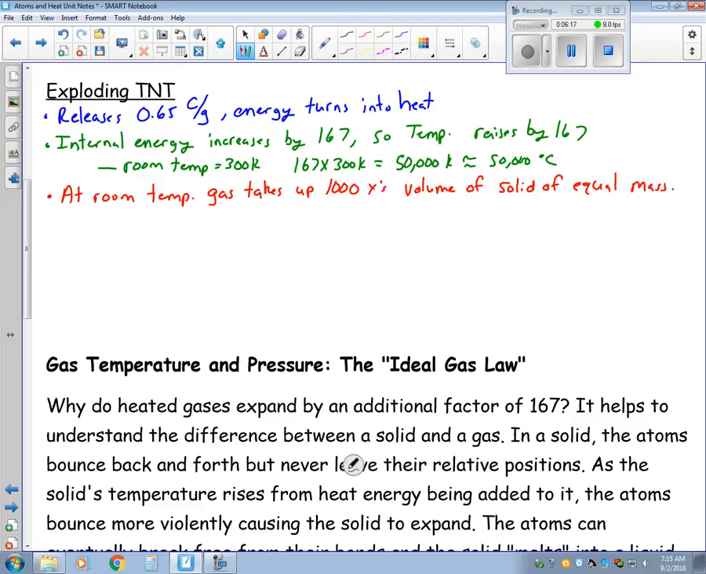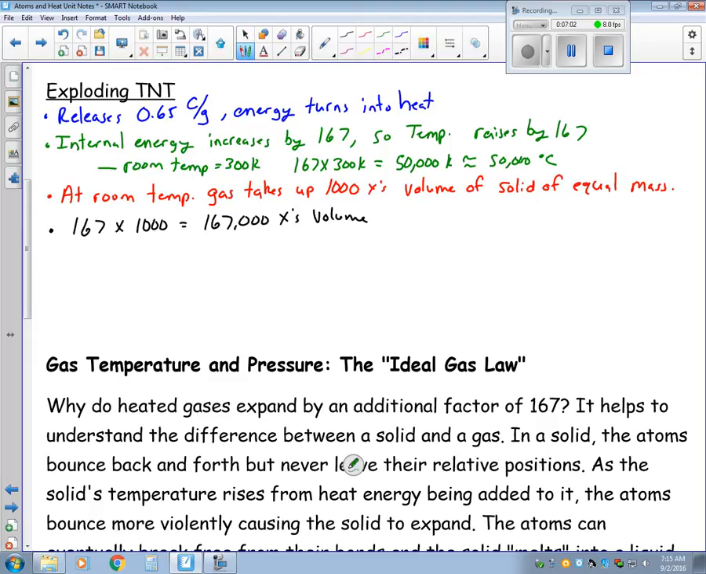And this goes up with the temperature. So if I took 167 times 1,000, at 50,000 degrees Celsius, that volume would increase by 167,000 times that of the solid. So if you had 1 gram of dynamite as a solid, when it turns into a gas, when it explodes, it would have a volume of 167,000 times, which is a lot.